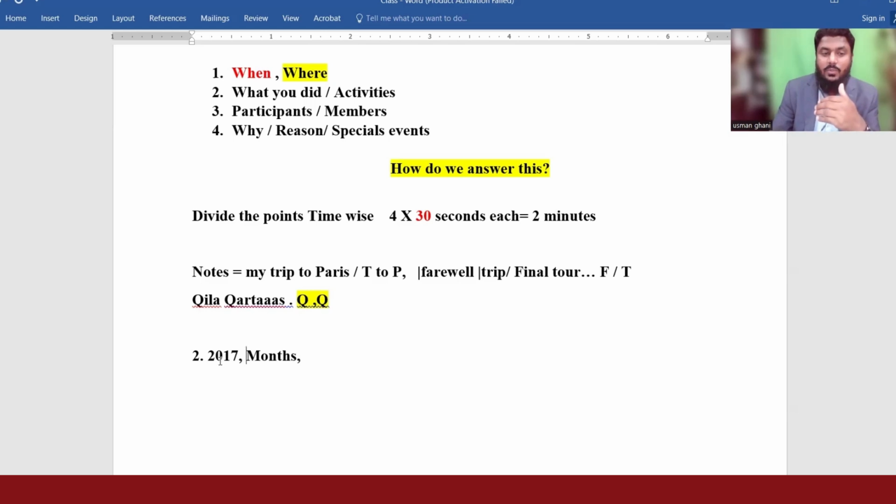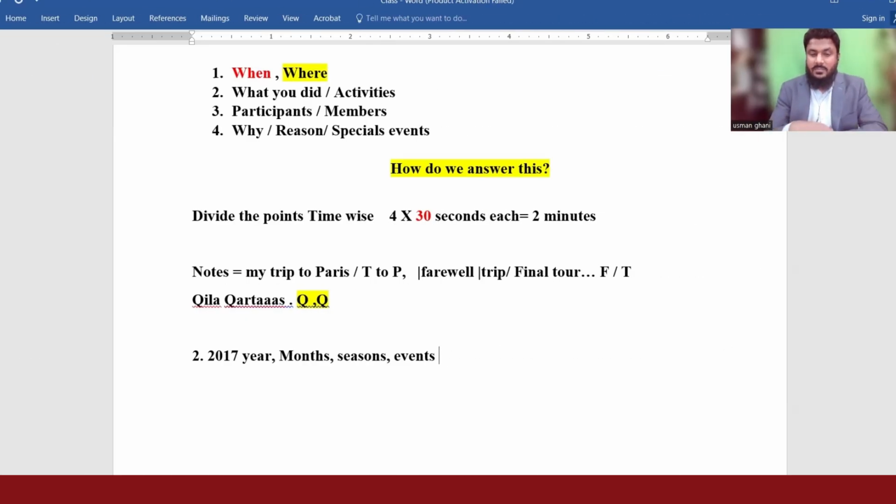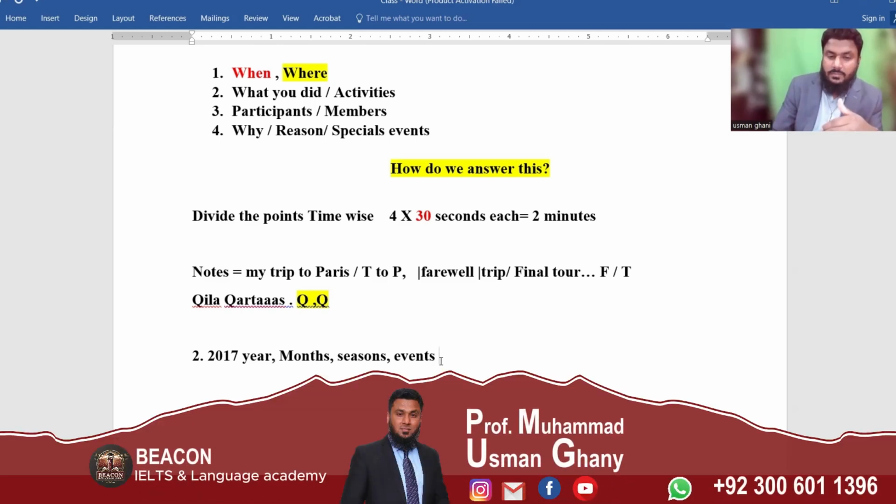Okay. So what we can do, we can first mention the year, then the month, then we can mention the season as well. And we can mention the particular event that happened in the year. For example, there was the Corona pandemic in 2019. Or it was Women's Day, or 14th of August. What do we call it? Sir, the event is the final year tour. Basically, we arranged it ourselves with the assistance of teachers. No problem.